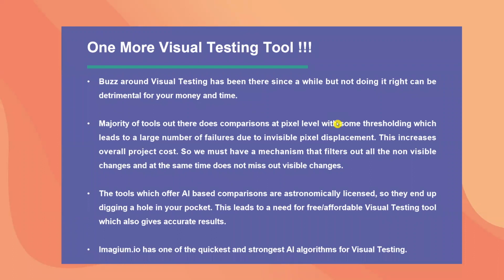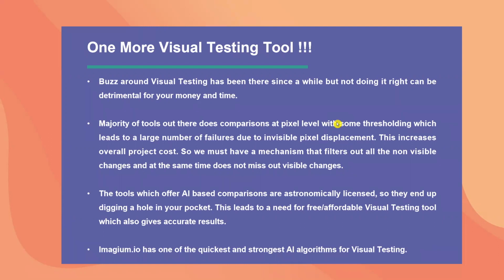This increases overall project costs because even if you have implemented the visual testing tool, you end up going back to the test cases for false positives, and there are other failures which are there for no reason. So we must ensure a mechanism that filters out all the non-visible changes and at the same time does not miss out any visible changes, and this is where Imagium stands out.